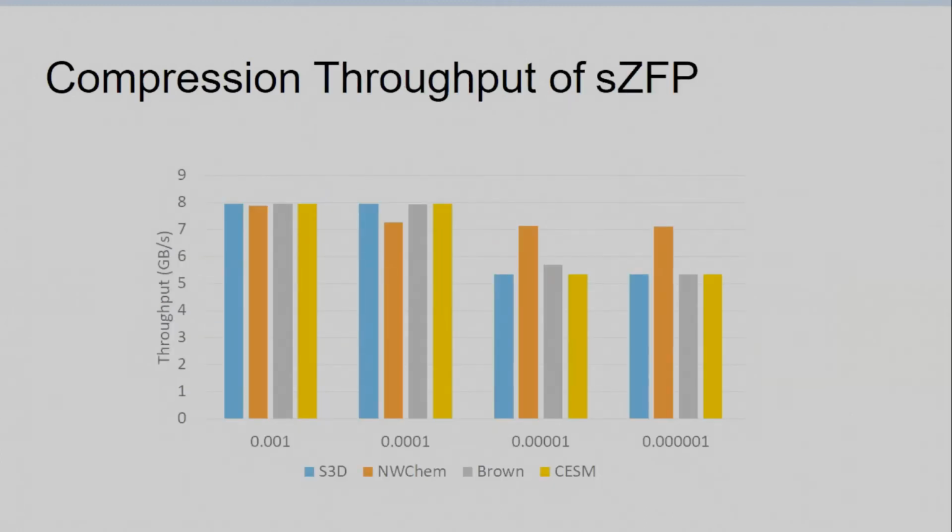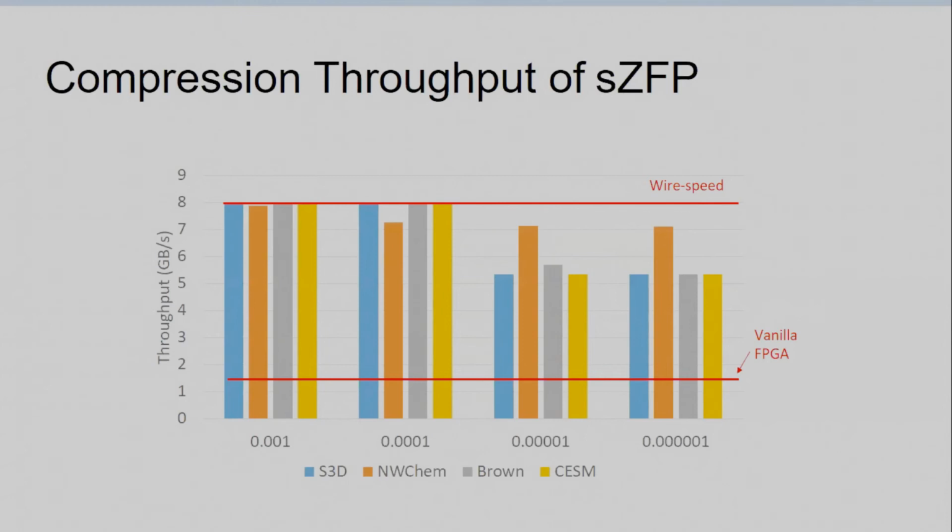This figure shows the compression throughput of SZFP across 4 benchmarks. You can see for the first 2 error bounds, our SZFP can achieve very high throughput, which is close to the wire speed, which is 8 gigabytes per second. We also implement an FPGA version of the vanilla ZFP without any modification. We can see just simply transplanting a software algorithm into an FPGA without any modification may not improve the performance significantly.